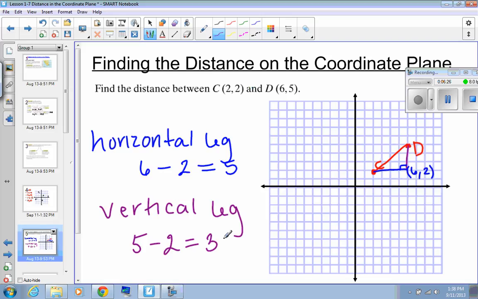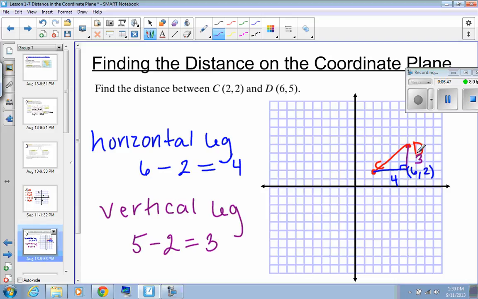So now I know this should be 4. 6 minus 2. Sorry about that. So we got 4. So this length is 3, and then this length is 4, this length is 3.